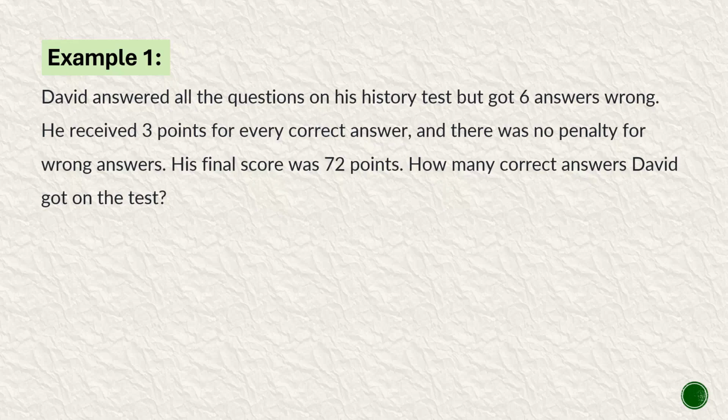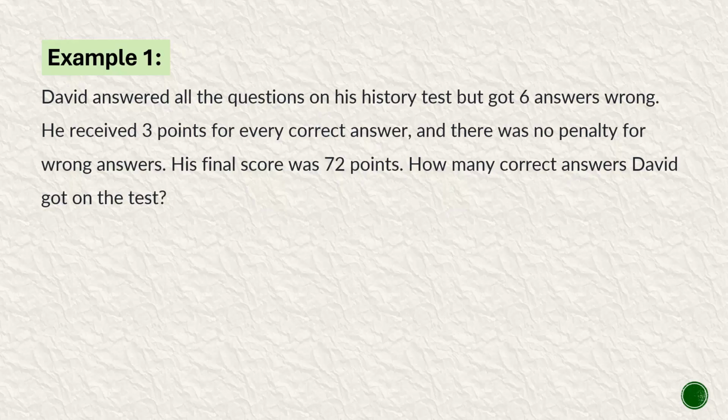Word problem example number 1. David answered all the questions on his history test but got 6 answers wrong. He received 3 points for every correct answer, and there was no penalty for the wrong answers. His final score was 72 points. How many correct answers did David get on the test?